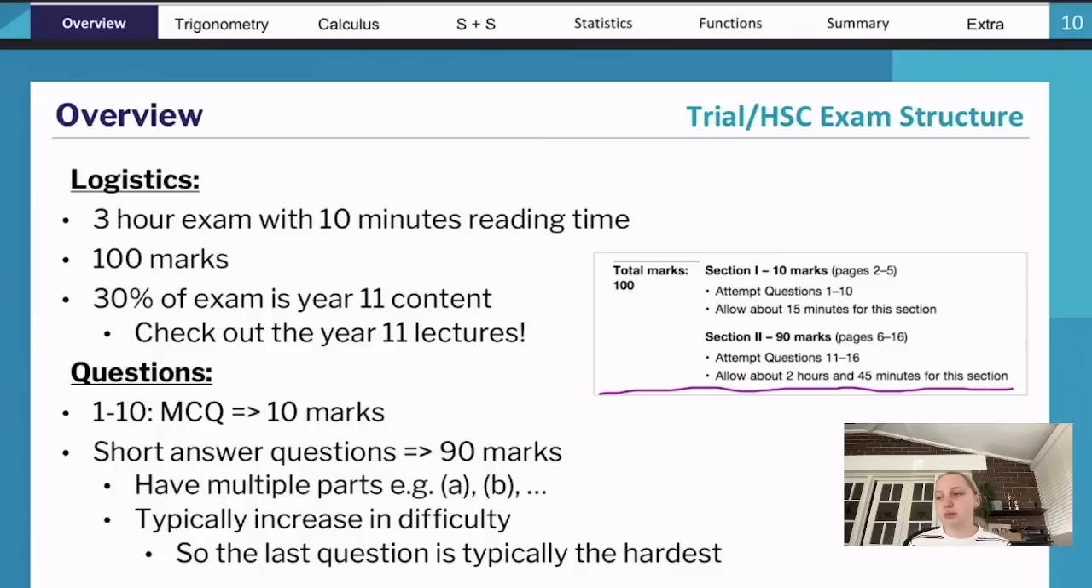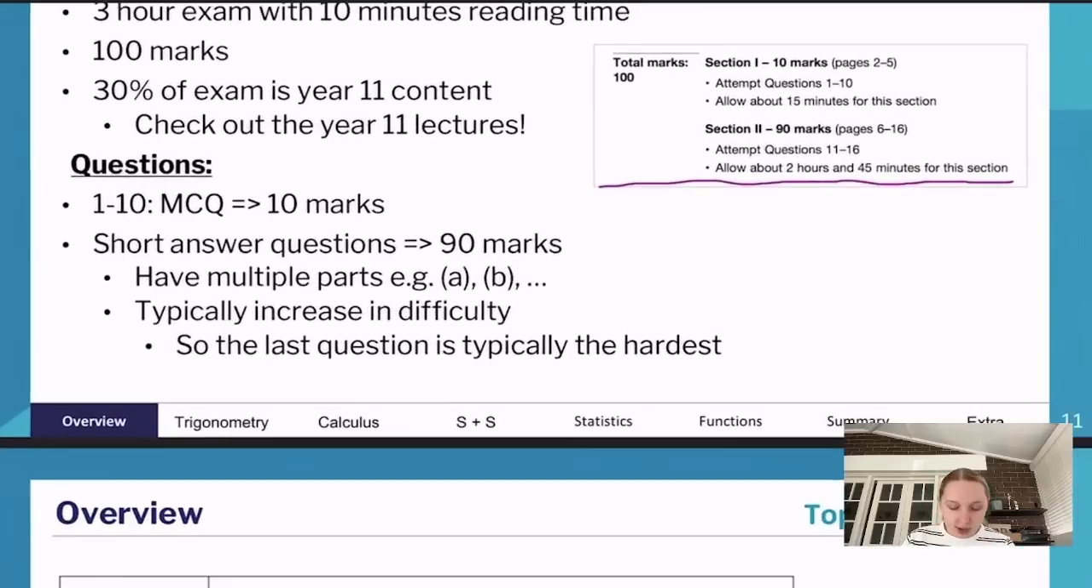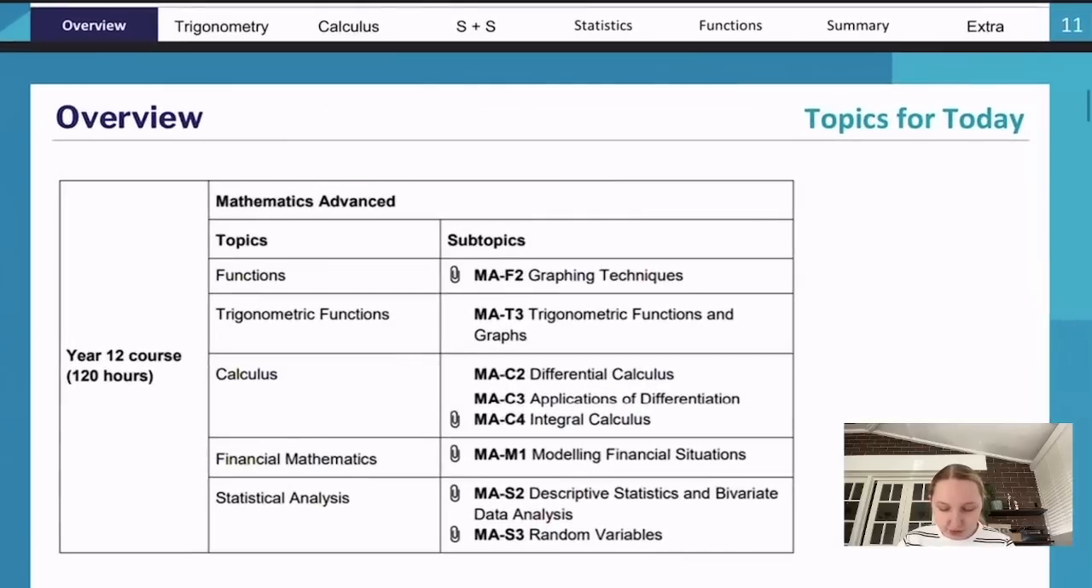Or, if you're not as familiar with what they're trying to assess in question 11, then maybe that'll be a bit harder. But in general, they are designed to get harder as you go through. So you don't want to be thinking about that when you're thinking about how you're going to approach the paper. If you're going to spend more time in the second half of the paper than the first half, your time is not going to be split up proportionately. So you just want to keep that in mind when you're thinking about how you're going to approach your paper.